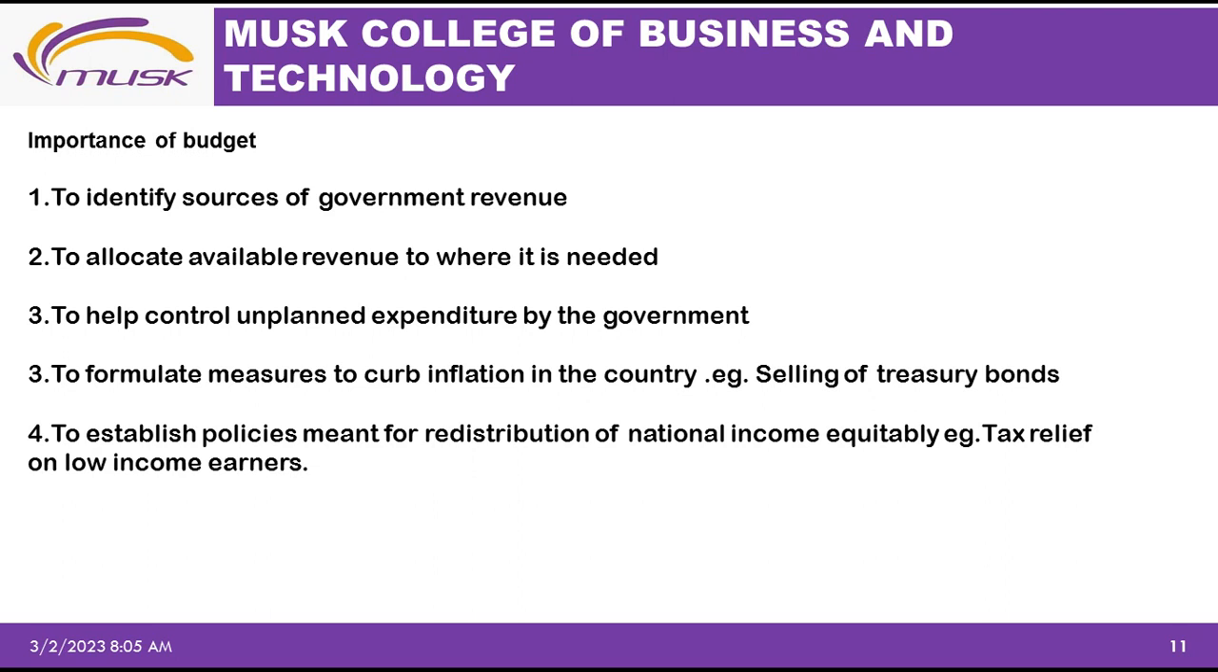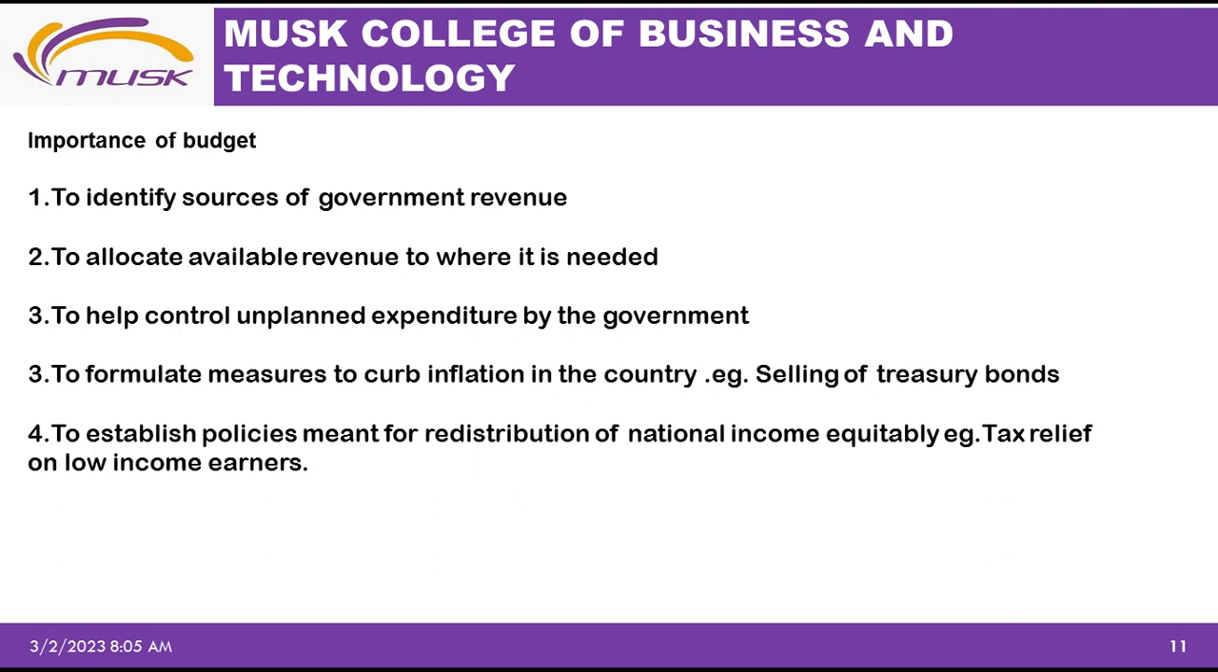selling of treasury bonds. Remember, when you sell treasury bonds, you invite citizens to bring in some money that they have, and in doing so we reduce the money that is in circulation. And finally, to establish policies meant for redistribution of income equitably. We can have policies on tax relief for low income earners, and so on and so forth.